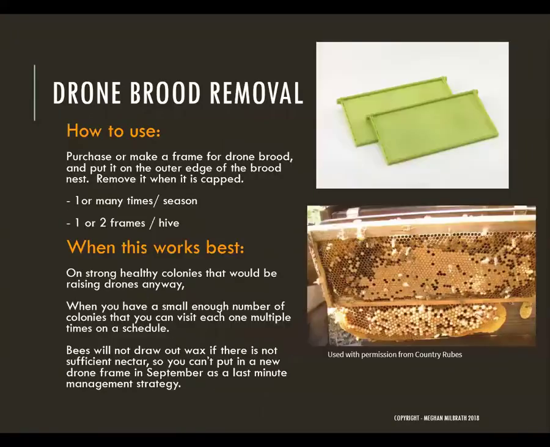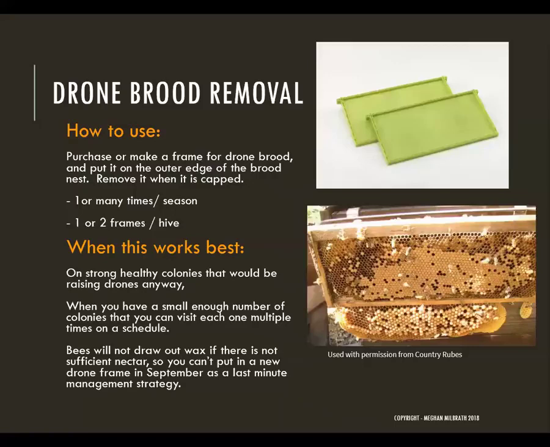You can do it by purchasing these green drone frames for drone brood, and you put it on the outer edge of the brood nest. So if you've got honey on the outside, then pollen, you'd put a drone frame there, and then you've got your brood in the middle. There are people who just do it once a season, putting it in right at the beginning, and once it's filled with drones, they take it out and replace it with a regular frame. There are people who do it many times a season. There are people who do two frames per hive, and people who do one frame per hive.